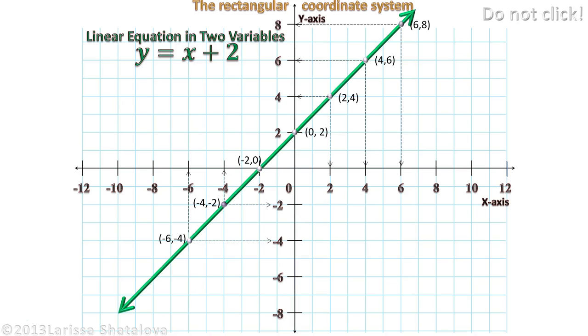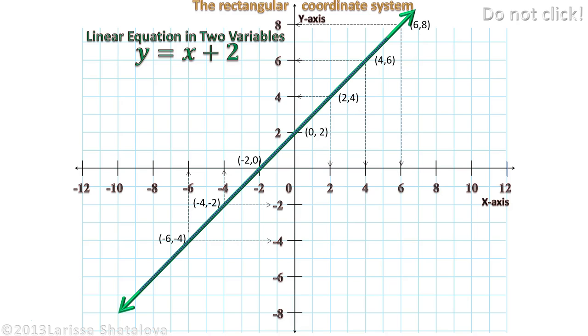Now, if we connect those points, we will see a graph which is a straight line. For a linear equation, the graph is always a straight line, and the graph is the location of solutions of the corresponding equation. So this line is a bunch of points, infinitely many of them, and they are standing so close to each other that you don't see openings, and each point is a solution of this equation.